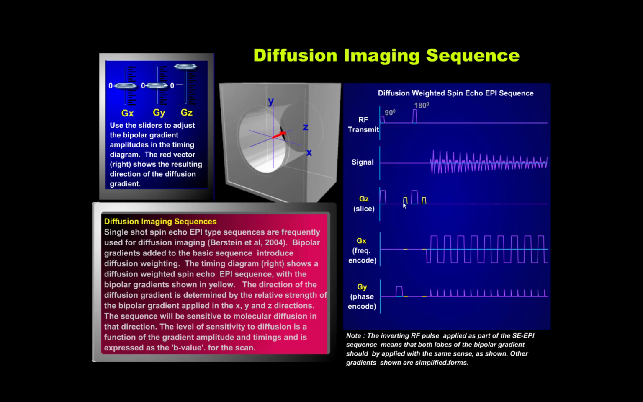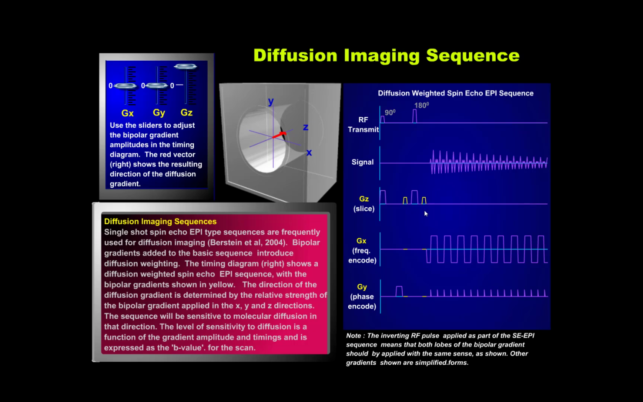So you look at these and you think, okay, that doesn't look very bipolar because they're on in the same sense. Would you not expect one of these to be negative? Well, yes, you would normally, but because we have a 180-degree pulse here, the sense of everything is effectively reversed. So that's why we are seeing the bipolar gradients looking like they have the same direction in both phases.